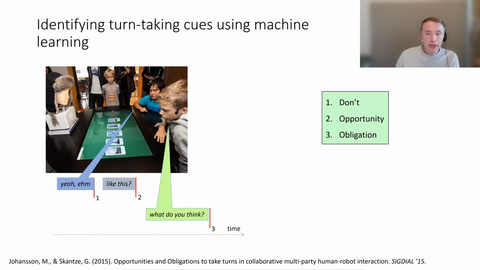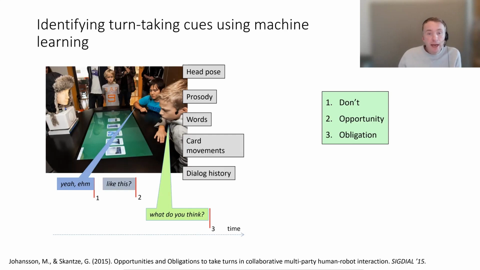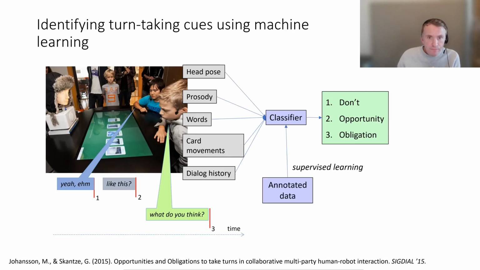And then what we did was to try to see, given the data that we have, can we take the different modalities that we get here, like the head pose of the users, which is sort of a proxy for their gaze, the prosody of their voice, the words they are saying, the movement of the cards, and what the robot has said previously, and try to build a classifier to see if we can make this decision. And it turns out that, yes, you can. If you just use one modality, you get about 70%. If you combine them, you get even better. And if you use all of the modalities, you get around 85% correct classification. So this is really great.